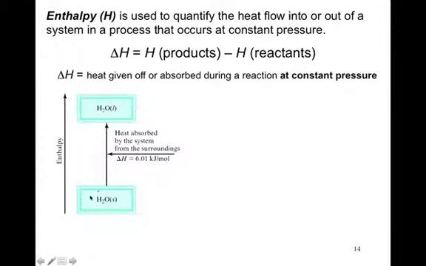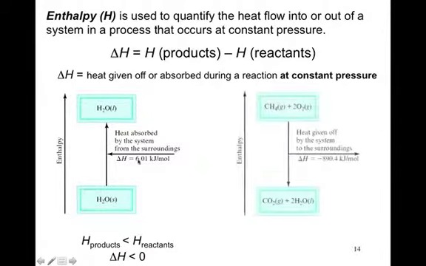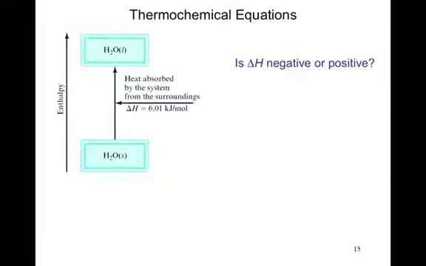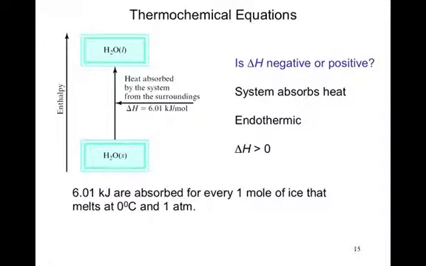Here we have H2O solid going to H2O liquid, which requires heat. That's heat being absorbed, so it's positive, endothermic. Here we have heat given off by the system to the surroundings. So if heat's given off, it's negative. So that would mean our products are lower than our reactants, and we have something that's exothermic. Okay, so thermochemical equations, negative or positive. If it's absorbing heat, it's positive, it's endothermic. Got it?